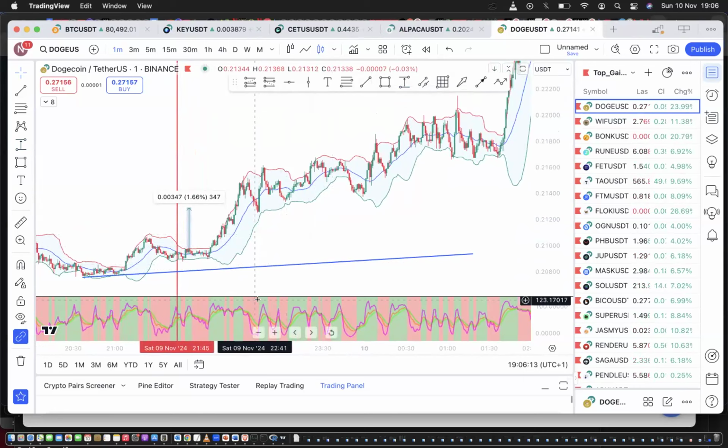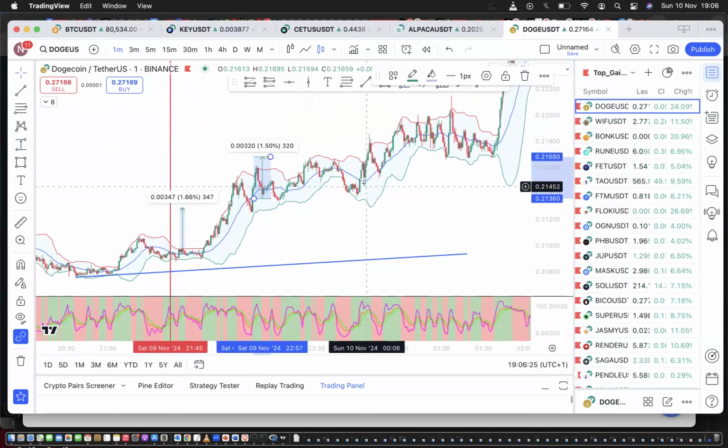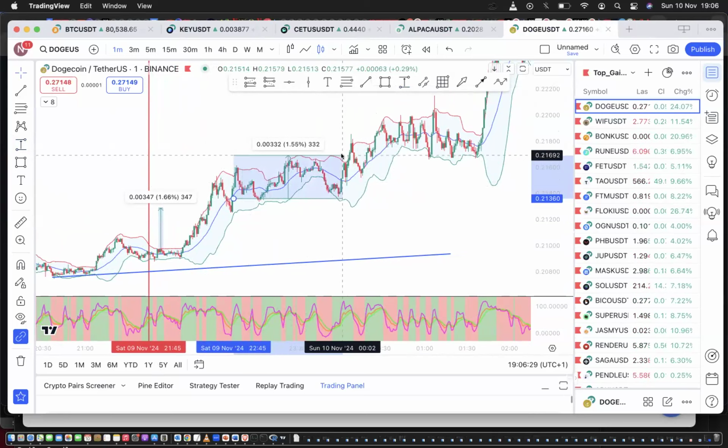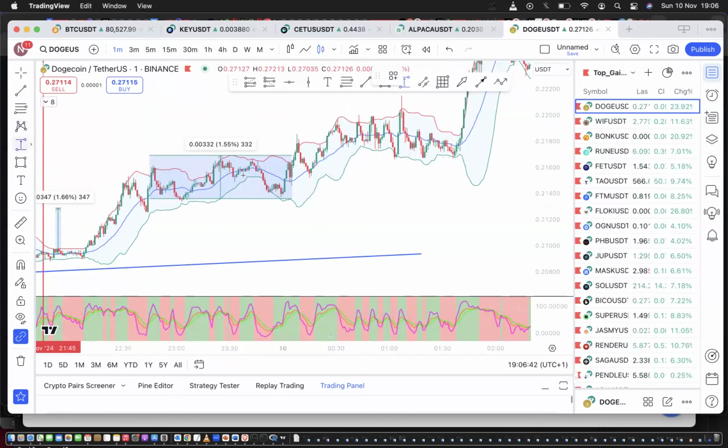Then where's the next KDJ cross on the 1 minute? Here. So imagine you came in here and you bought here. Take another 1.5%. Then where's the next 1.5? After this one sold, this must have sold here. Then you wait for the next signal. This is right here on the Bollinger Band middle band, and this is KDJ crossing here. Awesome. Now you go in here.